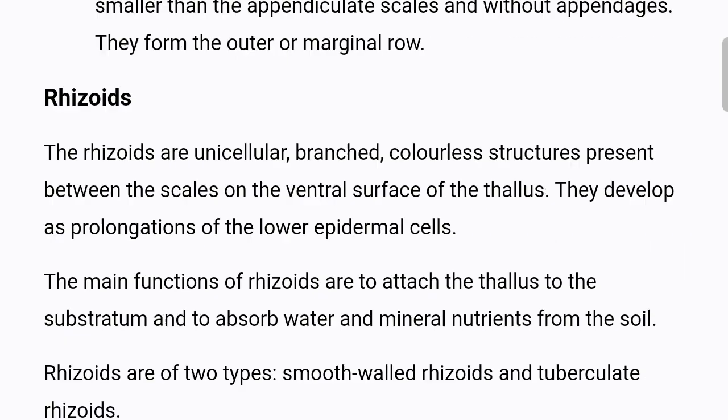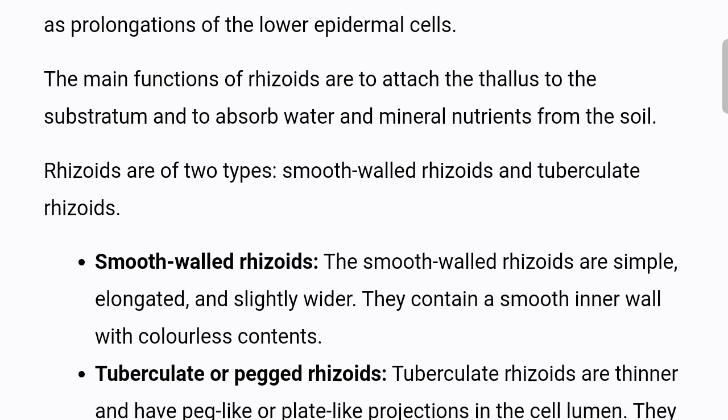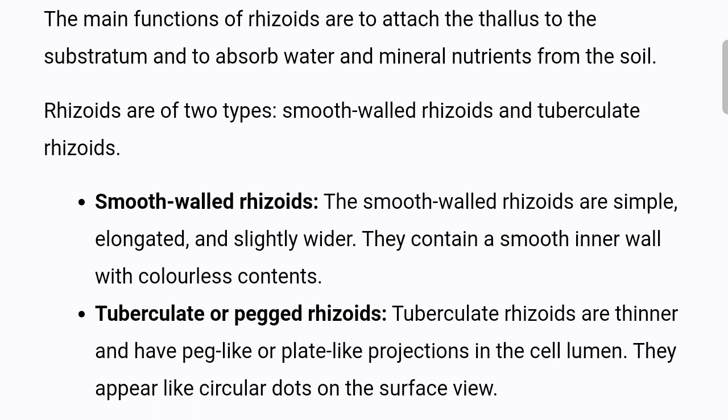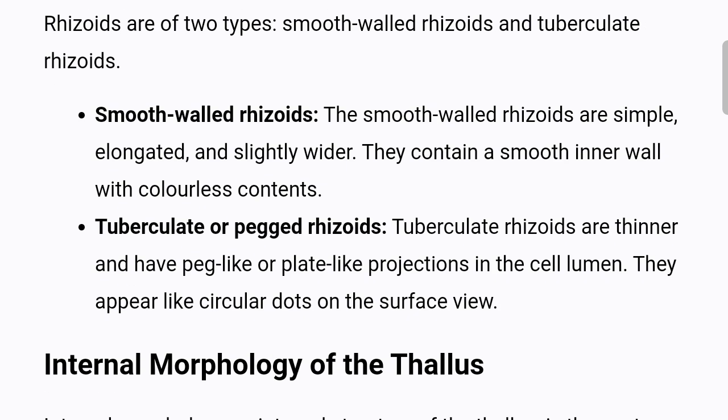Rhizoids. The rhizoids are unicellular, branched, colorless structures present between the scales on the ventral surface of the thallus. They develop as prolongations of the lower epidermal cells. The main functions of rhizoids are to attach the thallus to the substratum and to absorb water and mineral nutrients from the soil. Rhizoids are of 2 types, smooth-walled rhizoids and tuberculate rhizoids.